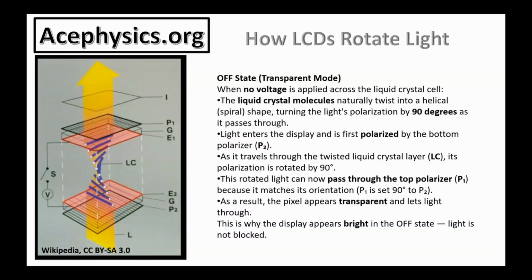The alignment layers force the molecules at the top and bottom to point in different directions, so the entire layer twists gradually by 90 degrees from one surface to the other. You can think of it like water flowing through a gentle, curving stream. Just as the water smoothly follows the bends of the stream, the light's polarization follows the twists of the liquid crystal molecules. As a result, the polarization of the light rotates by 90 degrees and matches the orientation of the top polarizer, allowing it to pass through and making the pixel appear bright and transparent.